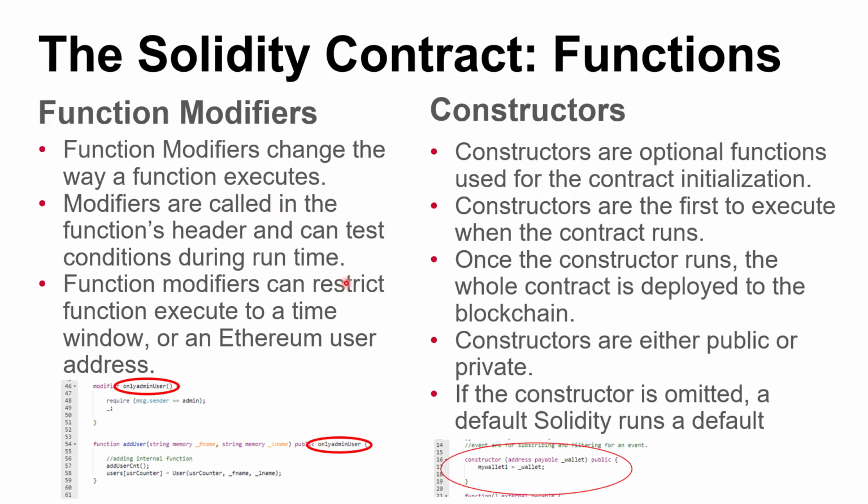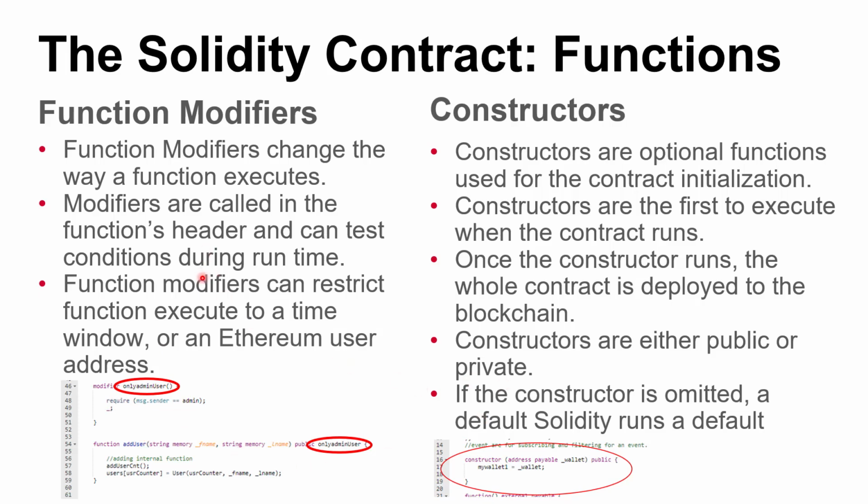And there are function modifiers. So function modifiers are almost testing for certain conditions before they will run. So only admin user, we can see this one here. So a user has to be able to fit into the role of an admin before a particular function will work.